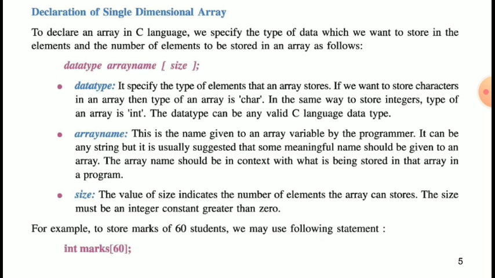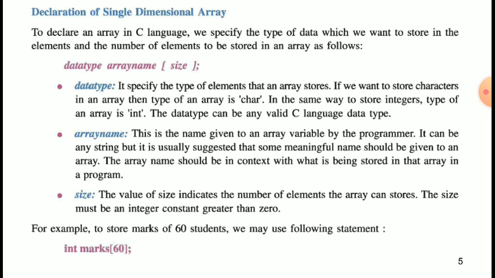I will discuss them one by one. First is a data type. It specifies the type of element that an array stores. If you want to store characters in an array, then type of the array is char, that is character. In the same way, to store integers, type of the array is int, that means integer. The data type can be any valid C language data type. So that is a data type.